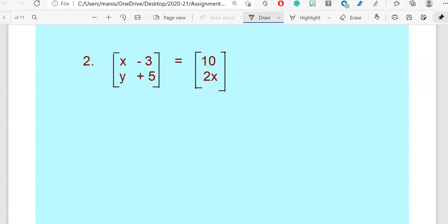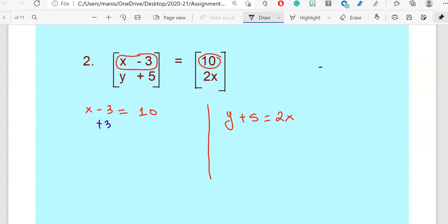Okay, now let's look at another example: x minus 3 and y plus 5 equal to 10 and 2x. I will use the same strategy. I will look at the first element and the corresponding element in the second matrix. So it gave me x minus 3 is equal to 10. And my second side says y plus 5 is equal to 2x. Always start from the left side. Yes, I can solve this because there is only one variable, x. Using my rules of solving equations, I ended up with the value of x as 13.